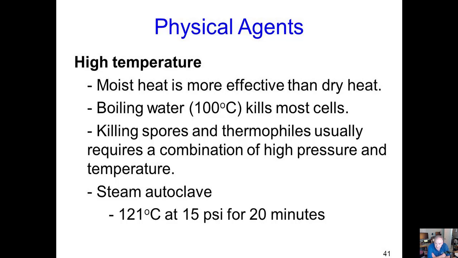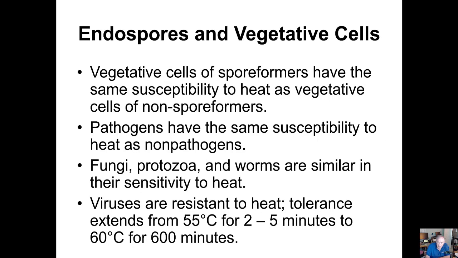So physical agents, a high temperature moist heat is more effective than dry heat. Boiling water, 100 degrees C, kills most cells. Killing spores and thermophiles usually requires a combination of higher pressure and temperature, and that's 121 degrees C at 15 psi for 20 minutes, and that will do the job. Vegetative cells of spore formers have the same susceptibility to heat as vegetative cells of non-spore formers. That makes sense. Pathogens have the same susceptibility to heat as non-pathogens.